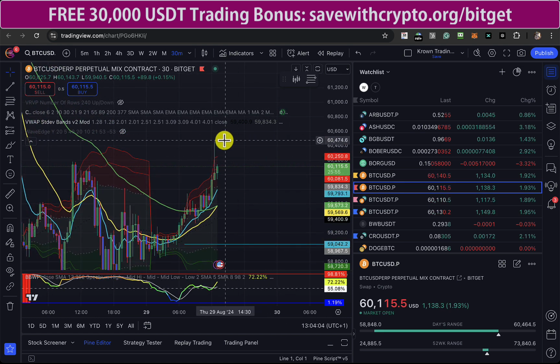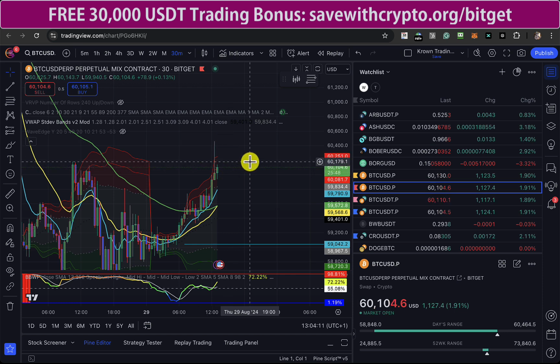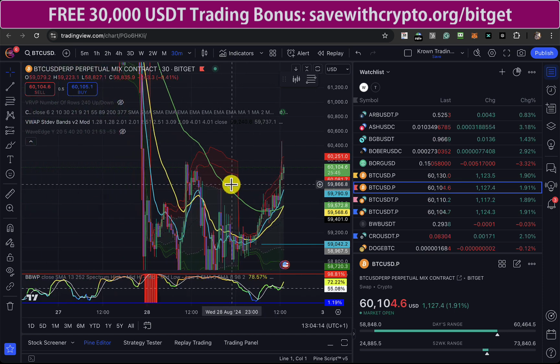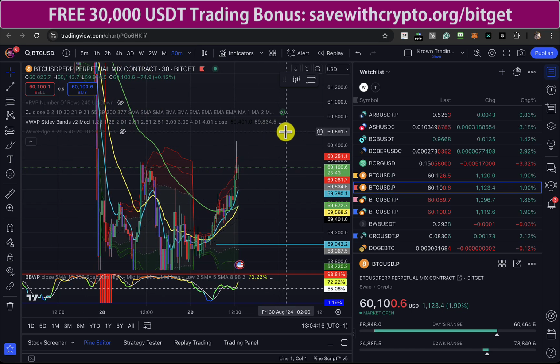The price came back a little bit. It went as far as like 60,474 and then sort of retraced a little bit, just by a couple of $100. So let's hope we see some more upwards movement here.